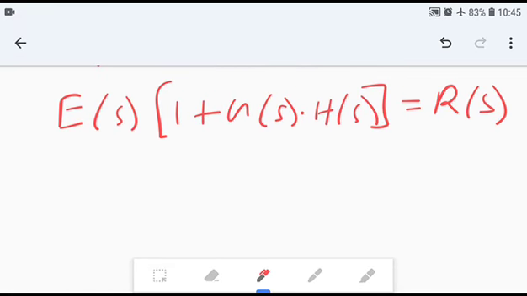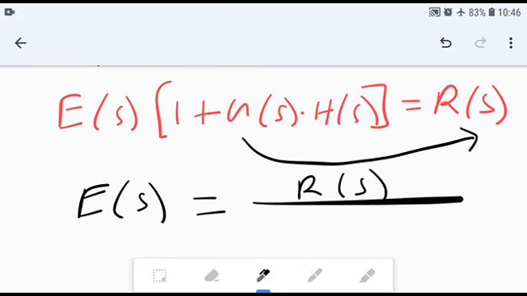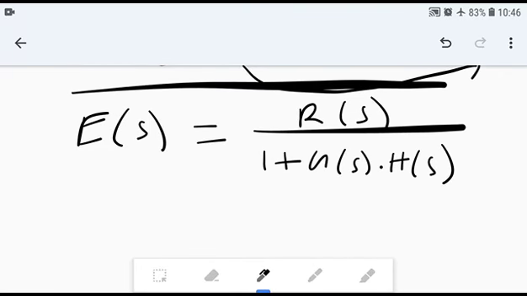So from this we take this 1 plus G of S H of S on the right hand side. So we get it in the denominator of R of S. So we can write it as E of S is equal to R of S whole divided by 1 plus G of S into H of S. This is the error signal E of S we got finally.